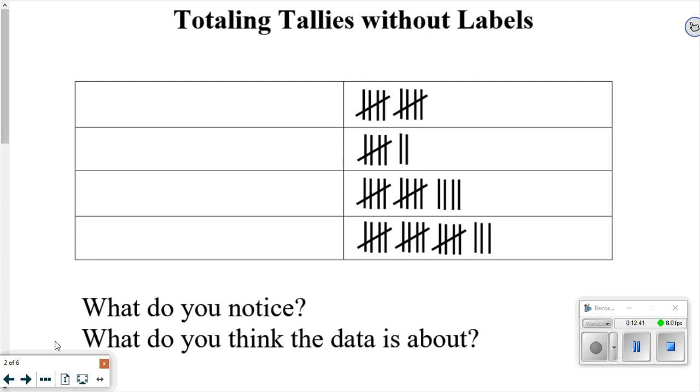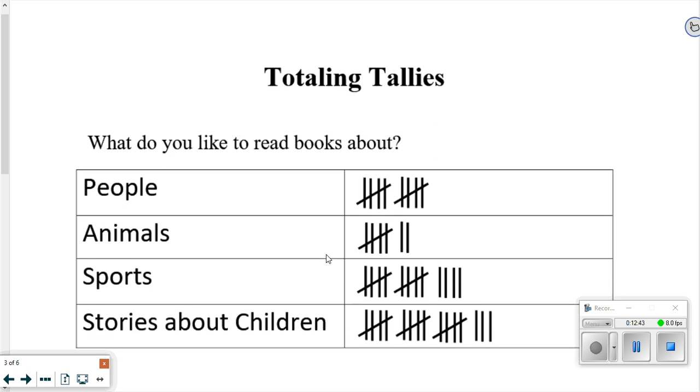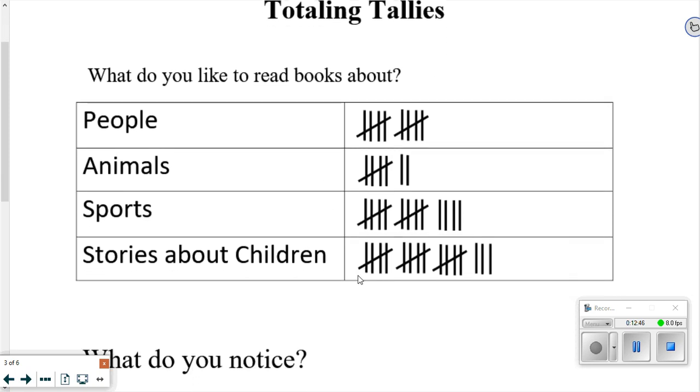All right, I'm going to tell you what this data is about. What is our data about? Not a trick question. What is our data about? Madison? Nope, it's not about people. What is our data about? Absolutely not. Huxley?